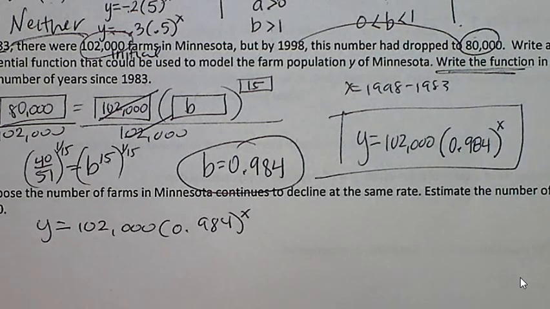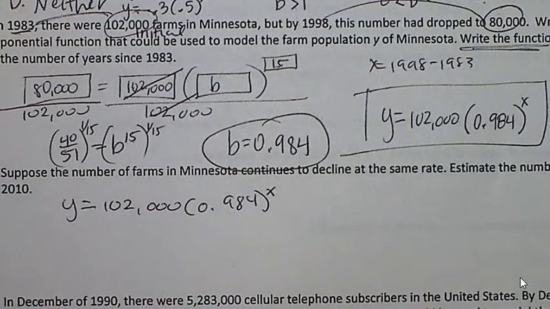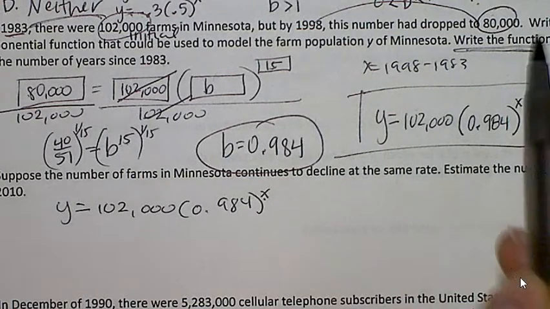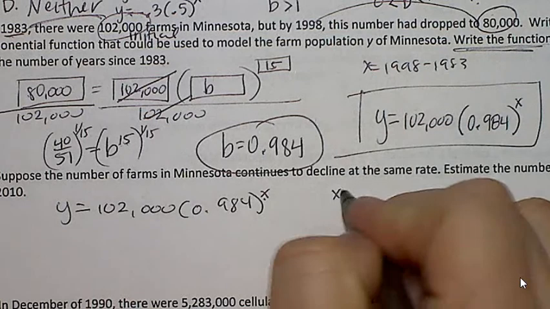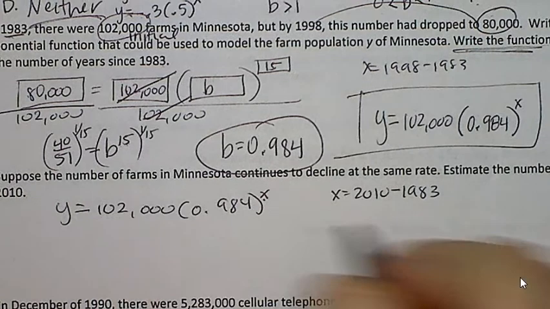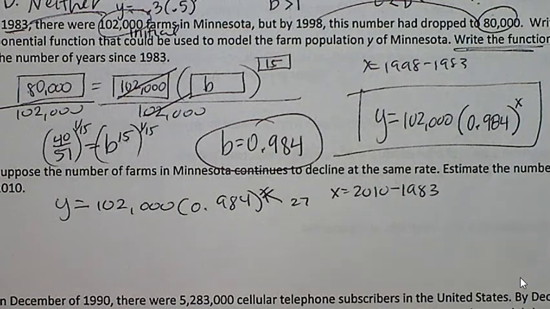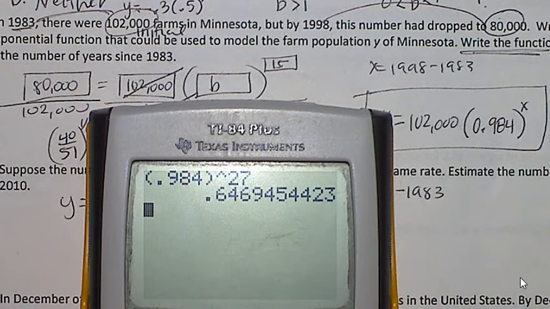And for part B, it says, suppose the number of farms in Minnesota continues to decrease at the same rate. Estimate the number of farms in 2010. So most students are going to want to plug in 2010 here. But if you look up above, it says that X is in terms of the number of years since 1983. So 2010 minus 1983 is 27. So I'm going to replace X with 27. And there's not really any work I have to do now on paper. I can grab a calculator, type in 0.984, raise it to the 27th, press enter and take it times the initial value.